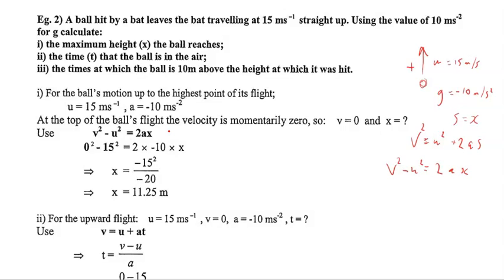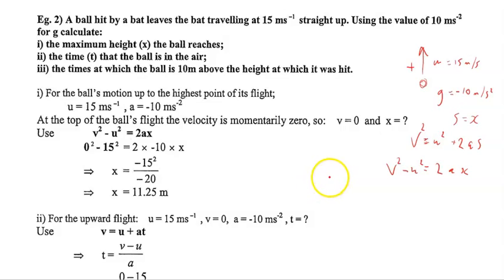Solving that equation, we will be able to find that x is minus 15 squared over 2 times minus 10, which is minus 20, so the negatives will disappear. When we solve that on the calculator, 15 squared over 20 will give us 11.25. So it'll only reach 11.25 meters above the ground before that instant where that's its maximum height, and at that instant the velocity is 0.